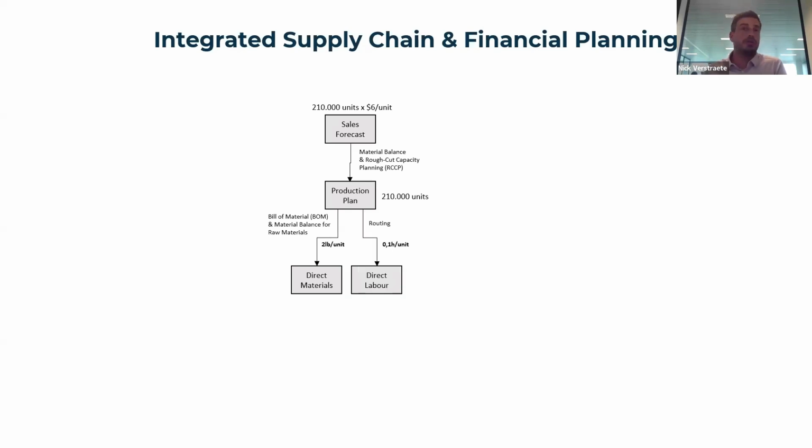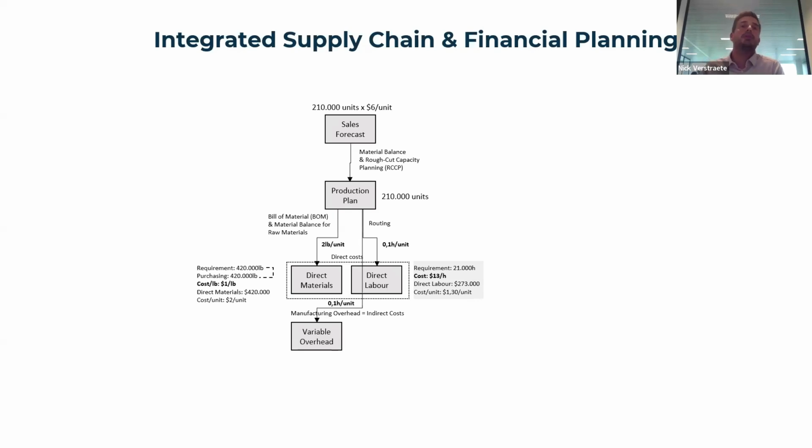Through the routing, we want to know how much labor goes into that production plan, so we translate the production plan in units into the direct labor hours and the direct labor costs linked to it. Both of those together bring us the direct costs. But in order to get to a full OPEX, a full cost picture, we also have a number of variable overhead costs. Per unit produced, there are variable overhead costs linked to it.